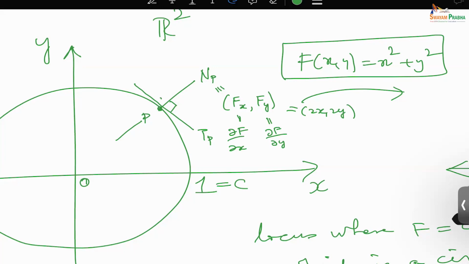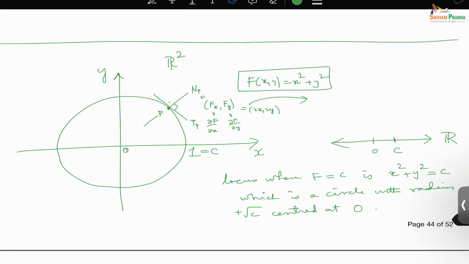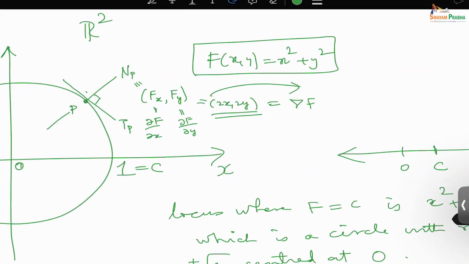What I mean by saying that is a normal direction is that this will give you the slope of the normal, if you take the right order of the ratio. Now look at what is happening for this gradient. This is the gradient of f.